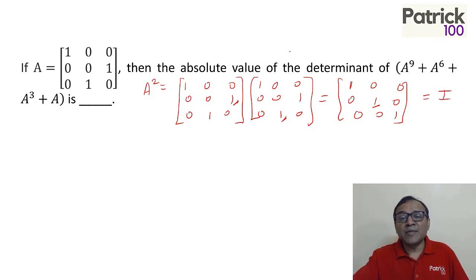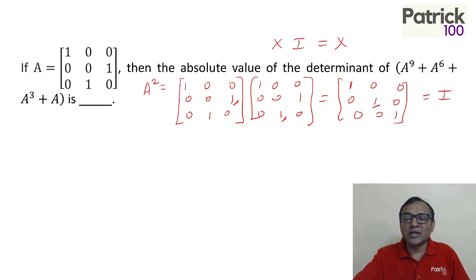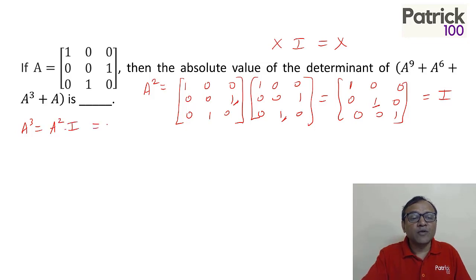Anything you multiply with the identity matrix remains the same. So anything, let's say X matrix into I will give you X. And the identity matrix is like 1. So whatever you multiply by I will remain the same. Which means A cube is nothing but A square into A. Now A square is I, which is I into A. You will get the answer as A.